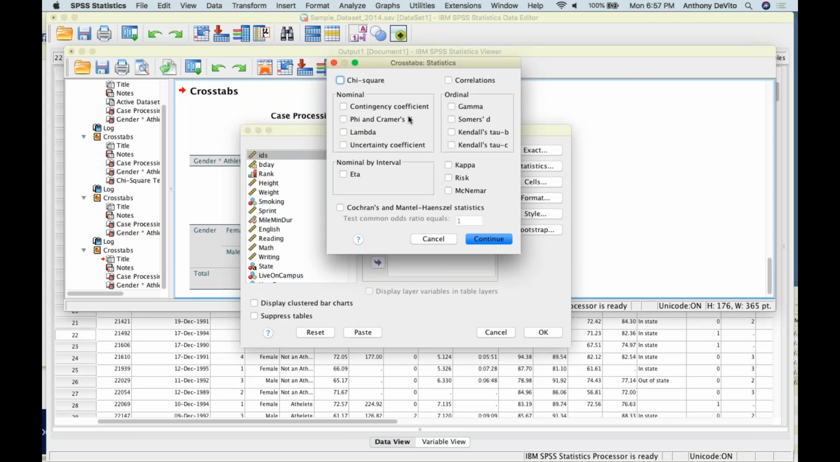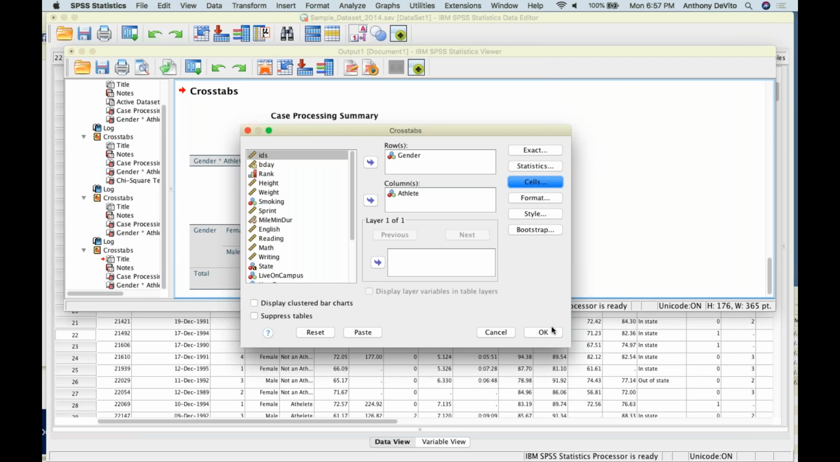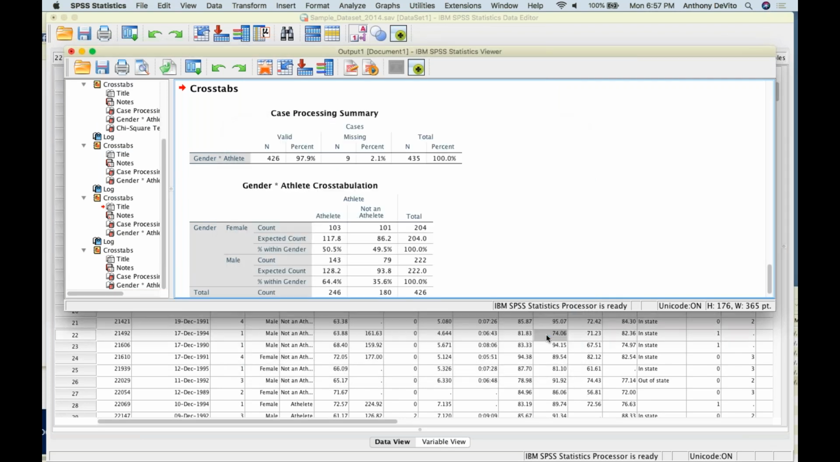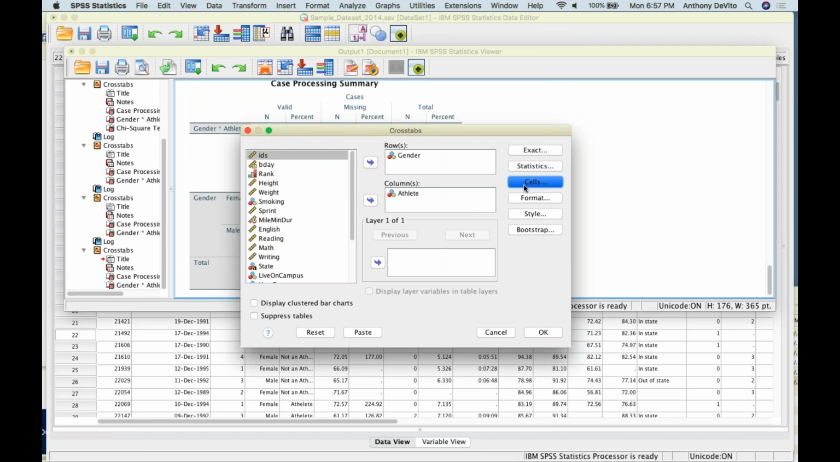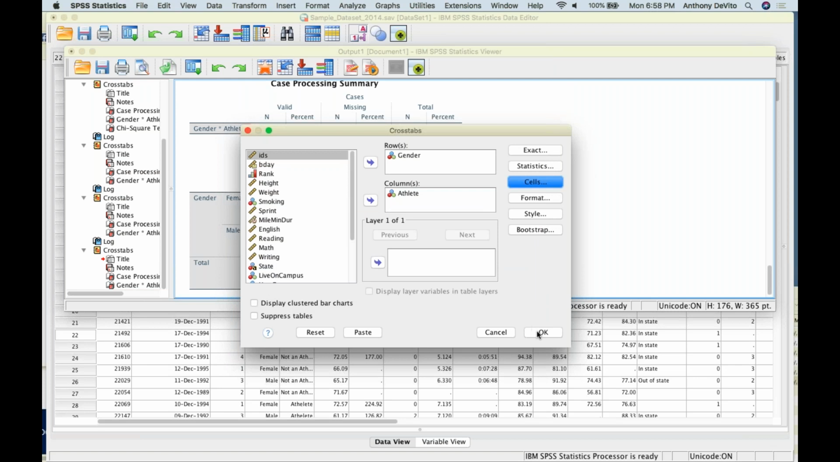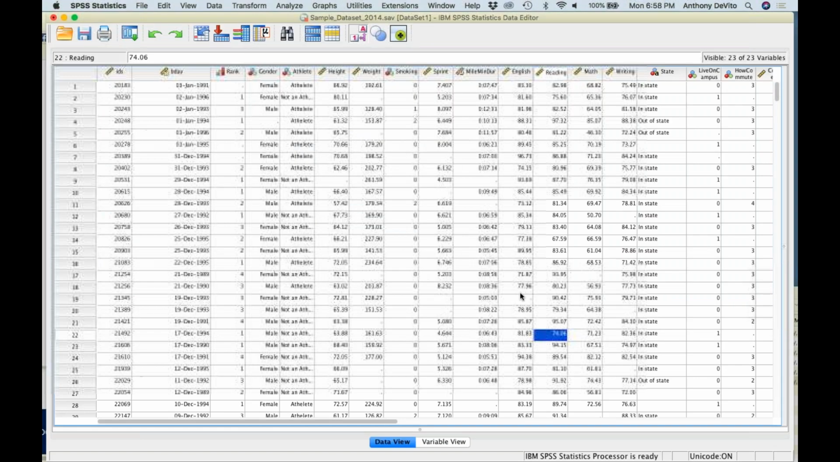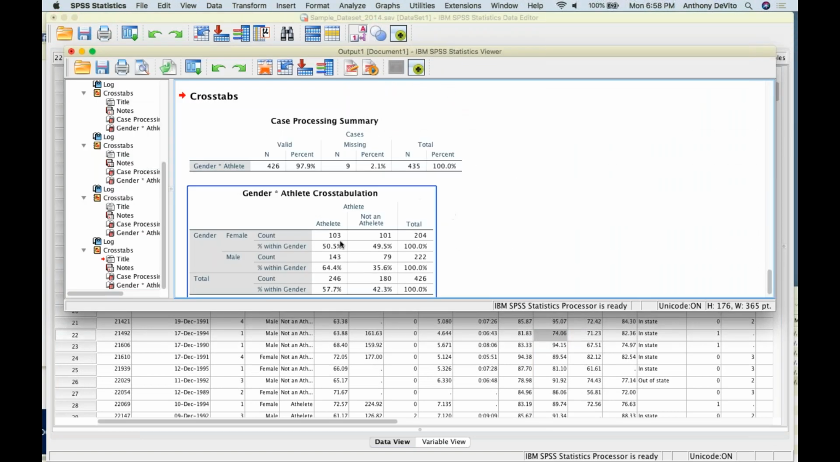I'm going to tell SPSS to calculate the risk, whoops, that's not what I want. I want to go into the Cells. I'm going to ask SPSS to give me the percentages by rows that are represented in this table. I'll click OK. Oh, the other thing I'm going to do is get rid of the expected values because they just make it harder to read. We don't need them anymore. Okay, so let's see what we have now.